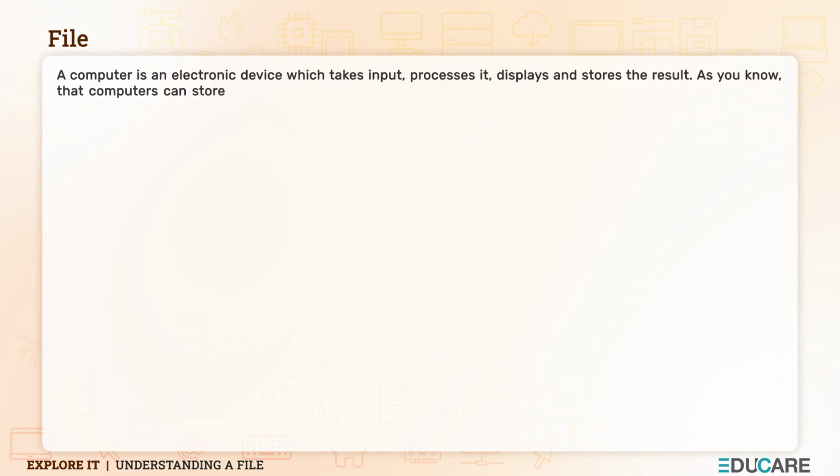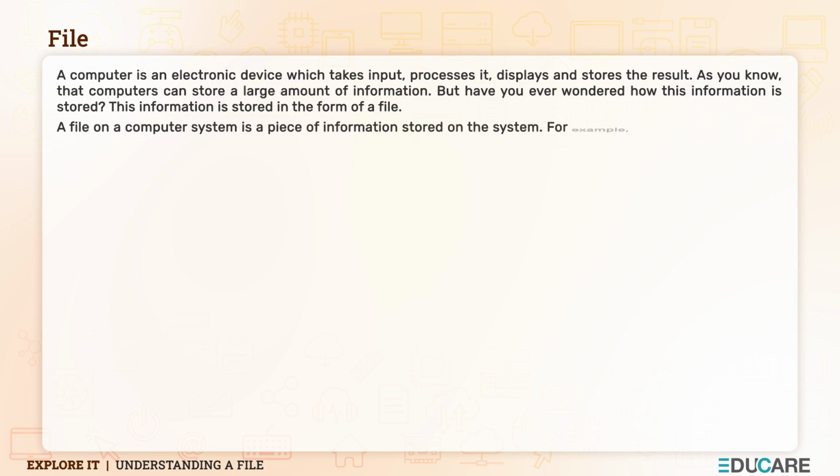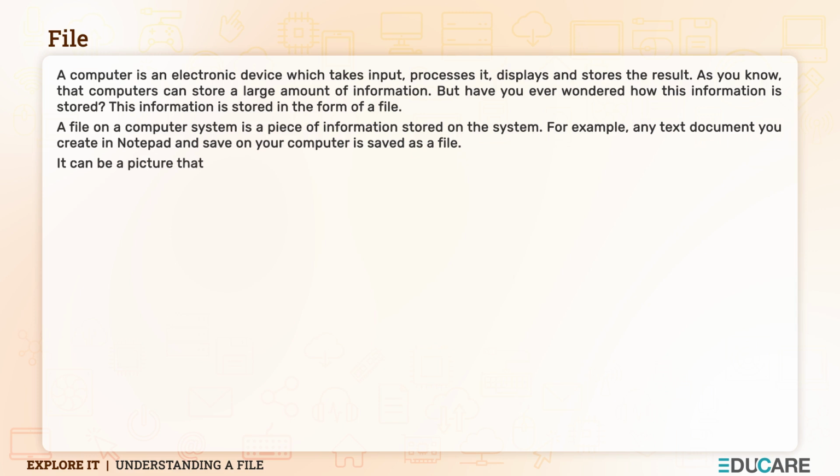File. A computer is an electronic device which takes input, processes it, displays and stores the result. As you know that computers can store a large amount of information. But have you ever wondered how this information is stored? This information is stored in the form of a file. A file on a computer system is a piece of information stored on the system. For example, any text document you create in Notepad and save on your computer is saved as a file. It can be a picture that you draw in Paint.